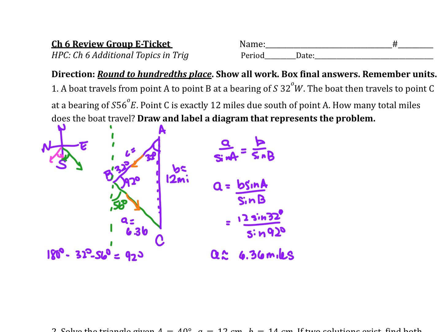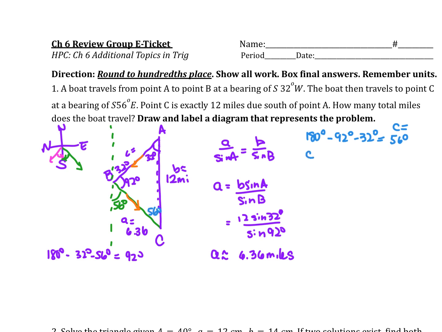Next, we need to solve for side c, but we also need angle C. So to solve for angle C, the sum of the interior angles of a triangle is 180. So if we do 180 degrees minus 92 degrees minus 32 degrees, then that will be our C. And so C will be 56 degrees, angle C, 56 degrees.